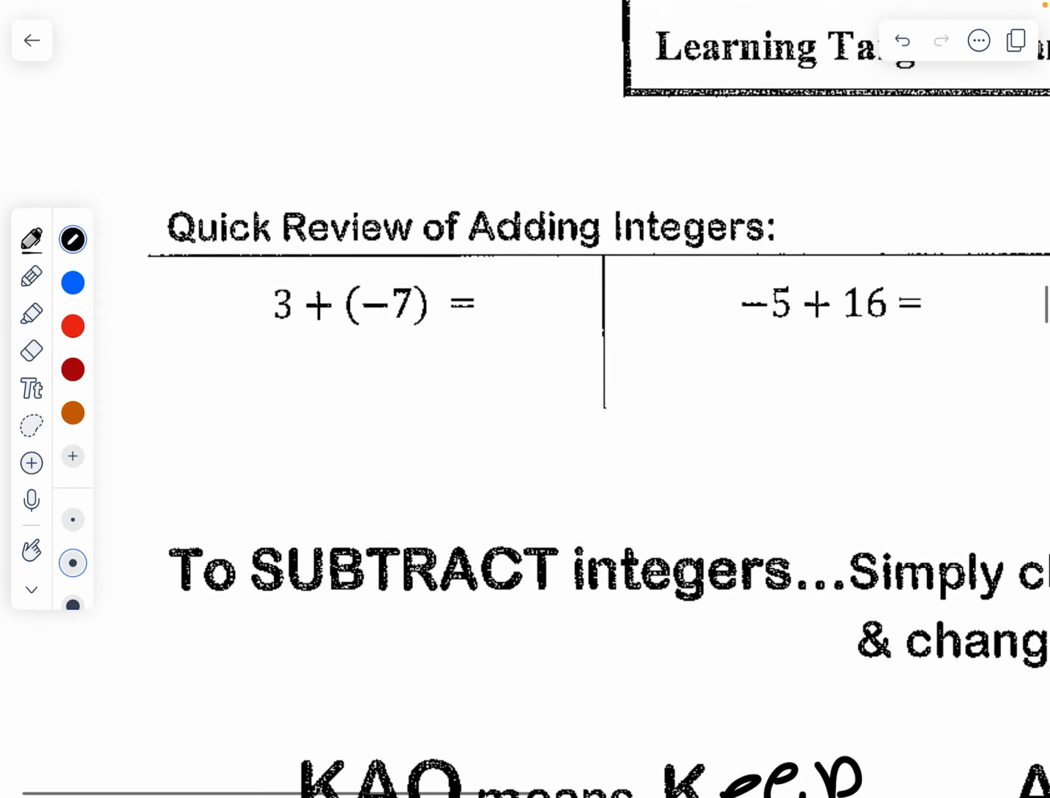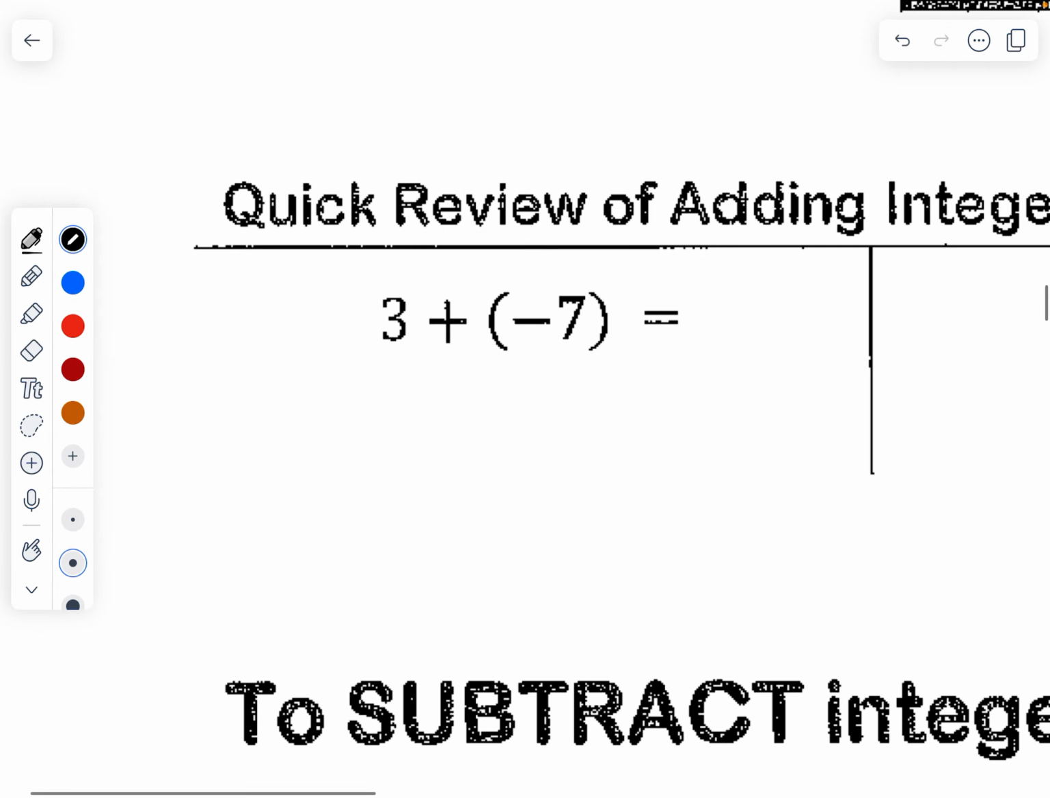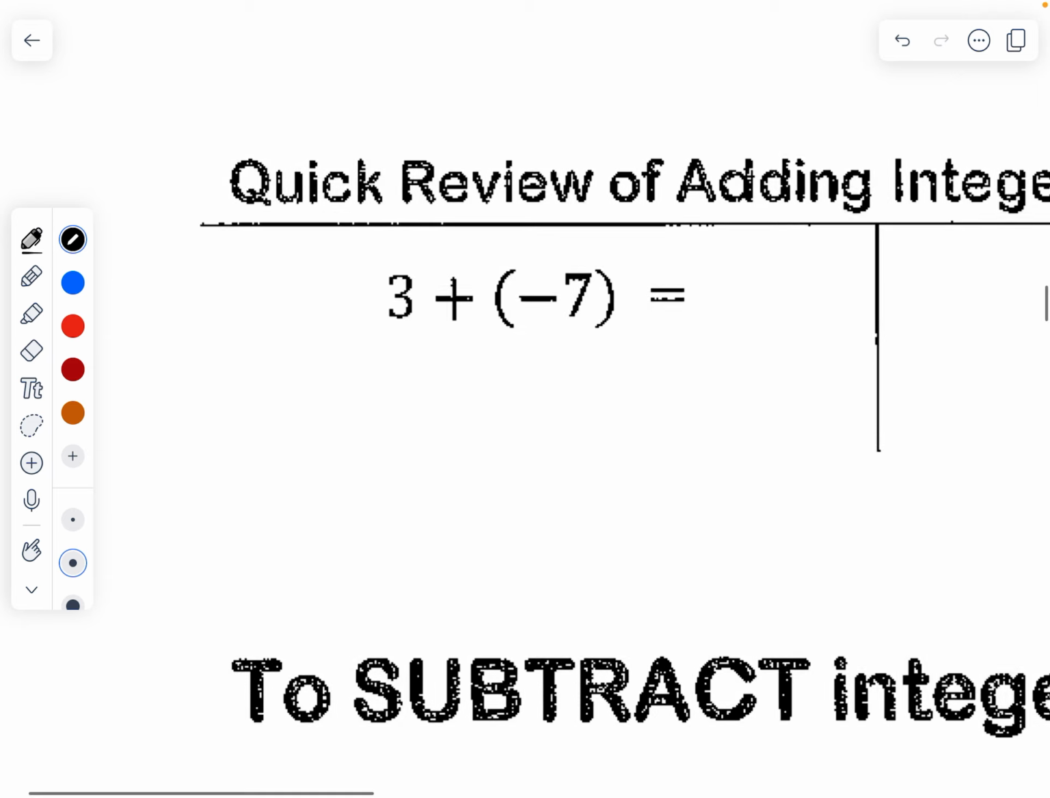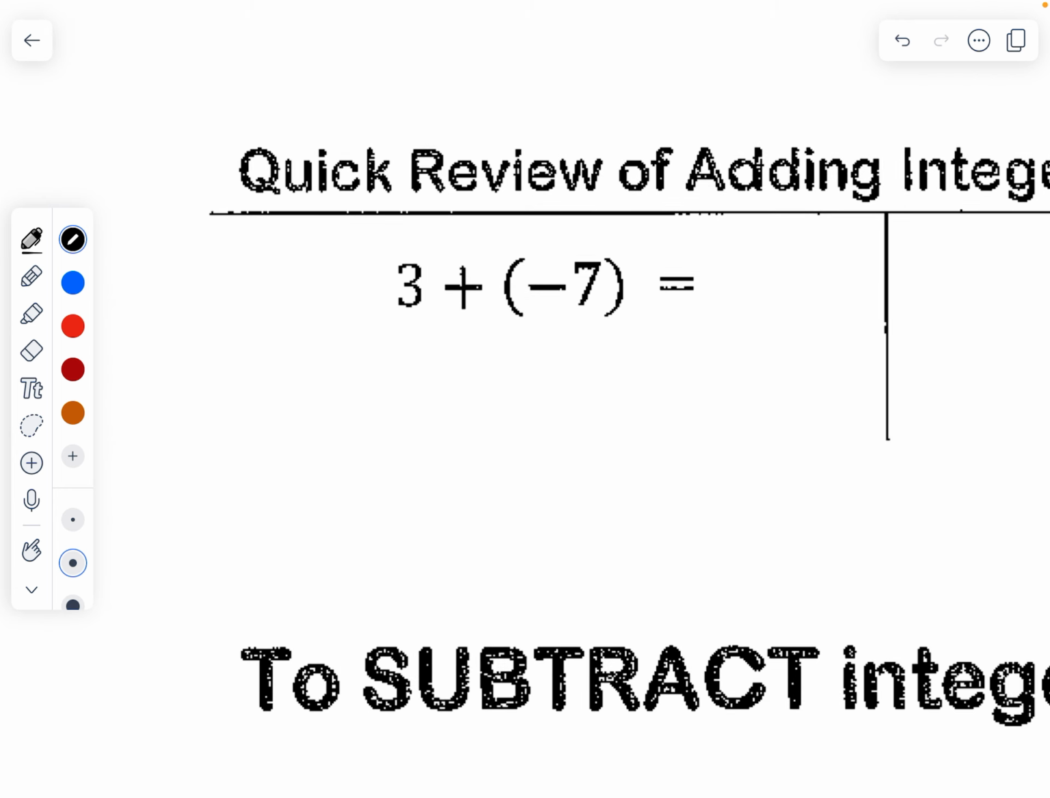So, quick review of adding integers. Remember, if they have the same signs, we will add them. If they are different signs, we'll subtract them. And we will always keep the sign of the higher number, which means the higher absolute value number, the number further from zero.